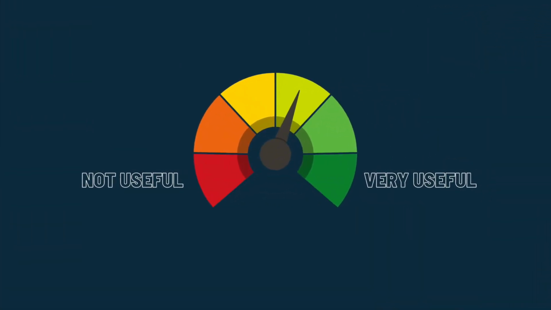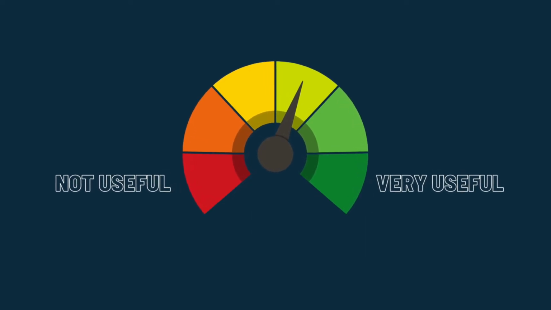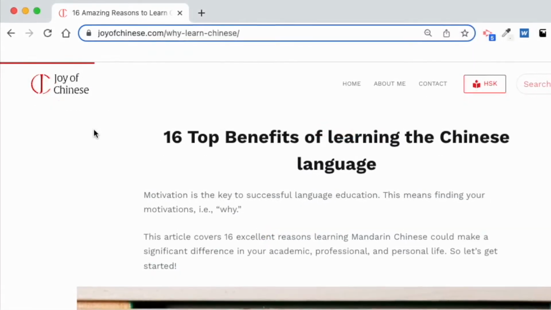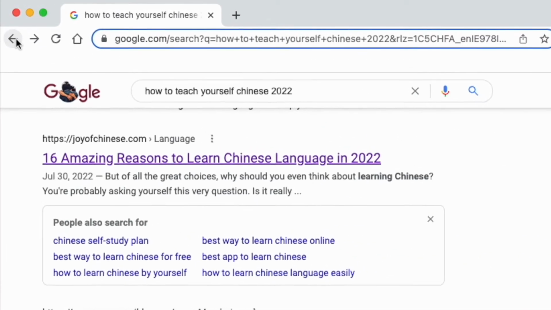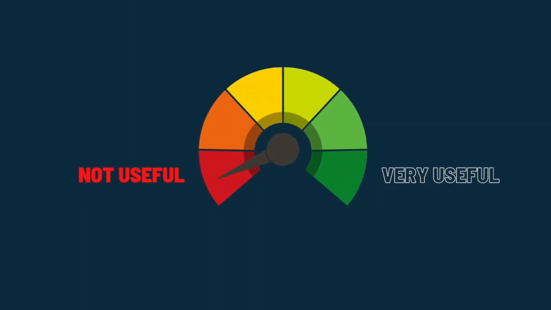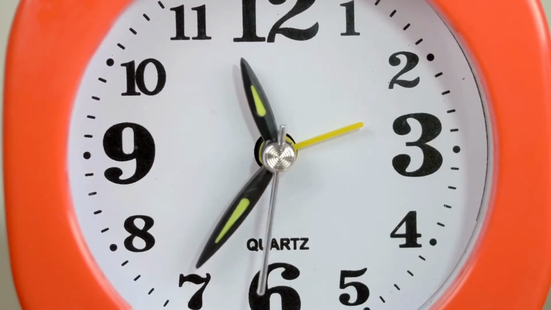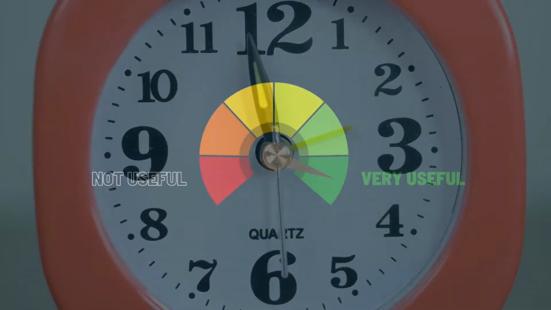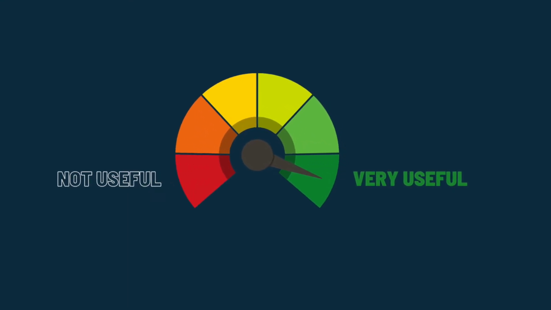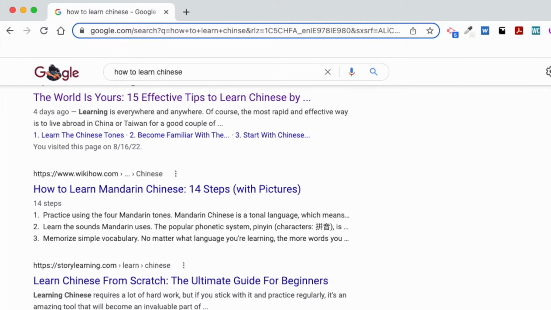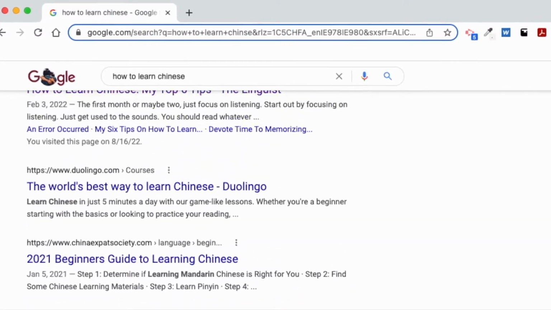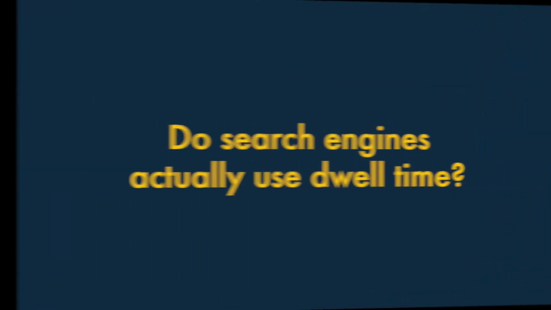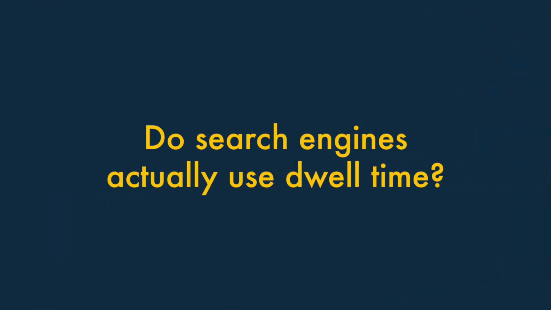Dwell time matters because it tells a search engine how useful a page is to a user. If a user clicks through to a web page from search results, but after a quick look at it hits the back button on their web browser, this suggests that the page isn't giving them the information they need. By contrast, if that user hangs about on that page for ages before returning to the search results, they're sending a strong signal to search engines that the page is satisfying their query. Search engines can then use that data to decide whether or not to show that web page for similar search queries in future.